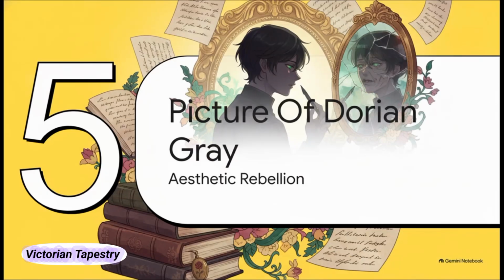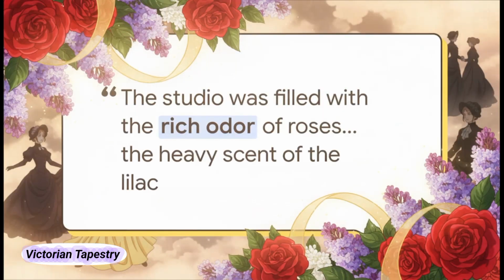Section 5. Picture of Dorian Gray. Aesthetic Rebellion. Finally, as we reach the end of the century, we see that the strict Victorian morality we've been talking about didn't just quietly fade away, it was actively rebelled against. Literature became the weapon of choice for a new movement called aestheticism, which championed art for art's sake.